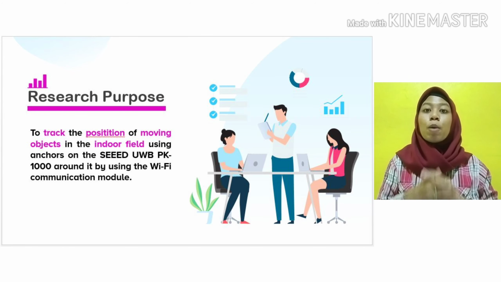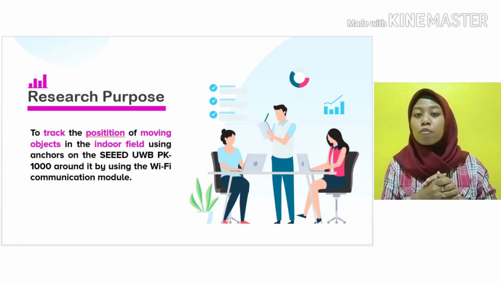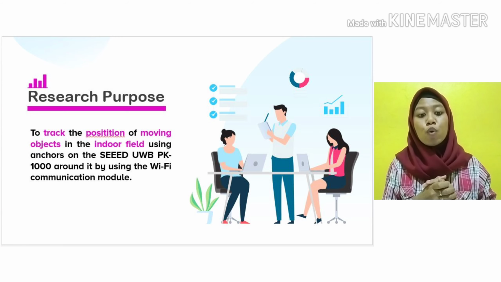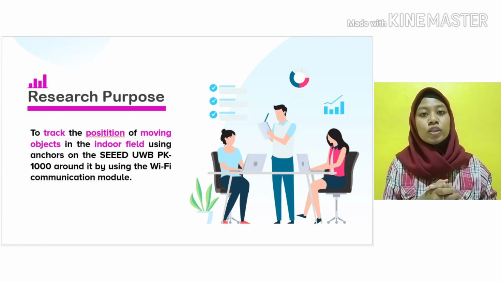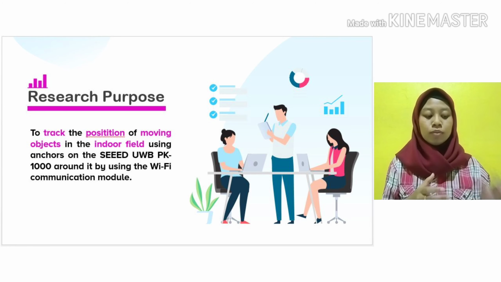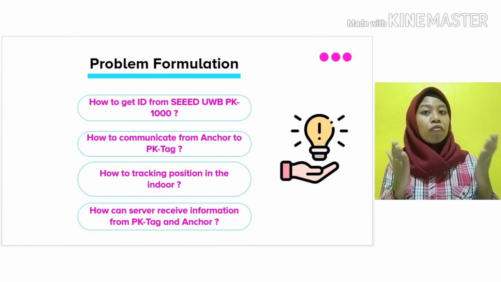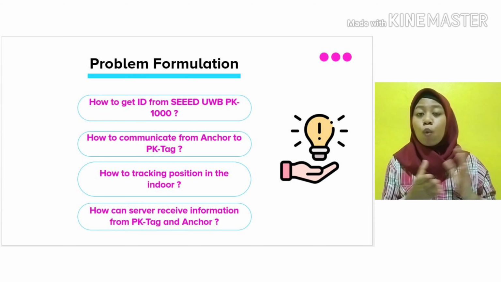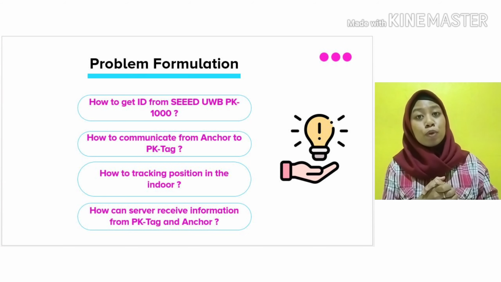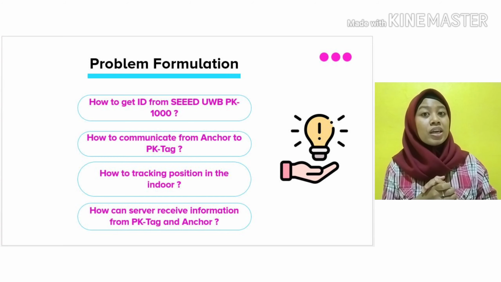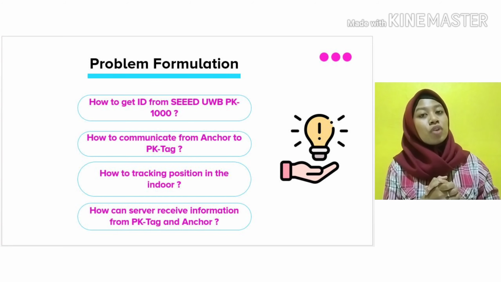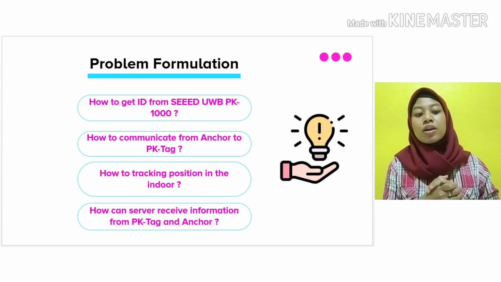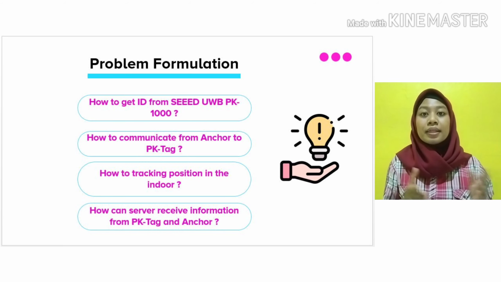And then research purpose. To track the position of a moving object in an indoor field using anchors on the SIT UWB PK1000 around it by using the Wi-Fi communication module. And then problem formulation. 1. How to get ID from SIT UWB PK1000. 2. How to communicate from anchor to PK tag. 3. How to track position indoors. 4. How can the server receive information from PK tag and anchor?